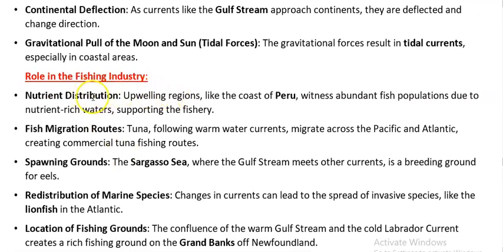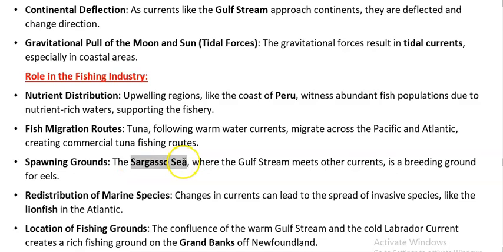Apart from the nutrient distribution in this particular Peru region, the ocean currents, as they move, are taking the fishes as well. That means the fishes like tuna, when moving, follow the warm current, so it creates new commercial fishing routes because of this ocean current. Then apart from acting as the facilitator of fish migration, it is also acting as the spawning ground or the breeding ground for this particular type of fishes.